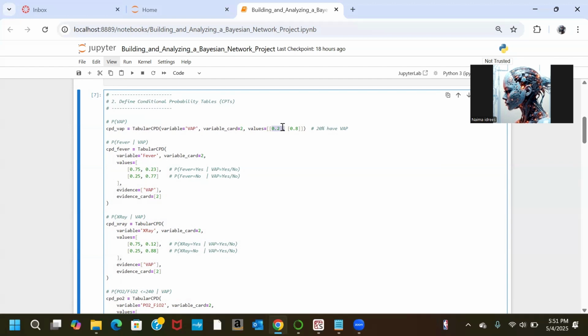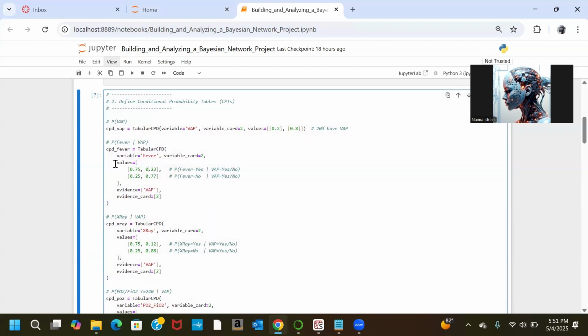Here the variable card we have defined as two, which means binary, like yes or no, one or zero. Moving further, we can say that if ventilator-associated pneumonia is one, there is a 75% chance of fever in this part of the model.